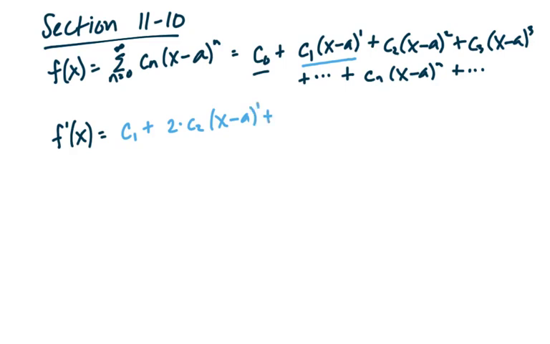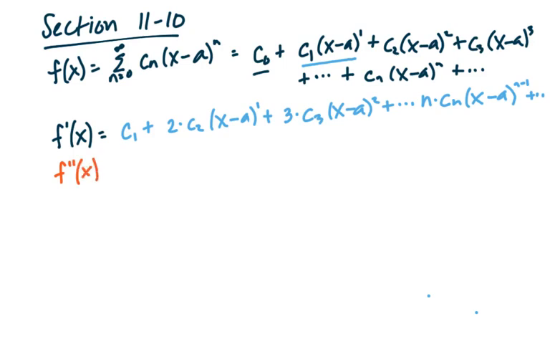Plus 3 times c sub 3 times (x minus a) to the second, plus, now if we look at this one out here, we have n times c sub n times (x minus a) to the n minus 1, plus ... infinite series.